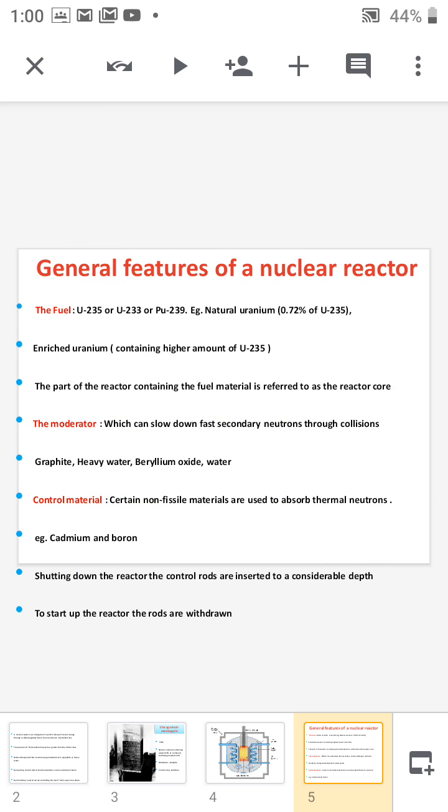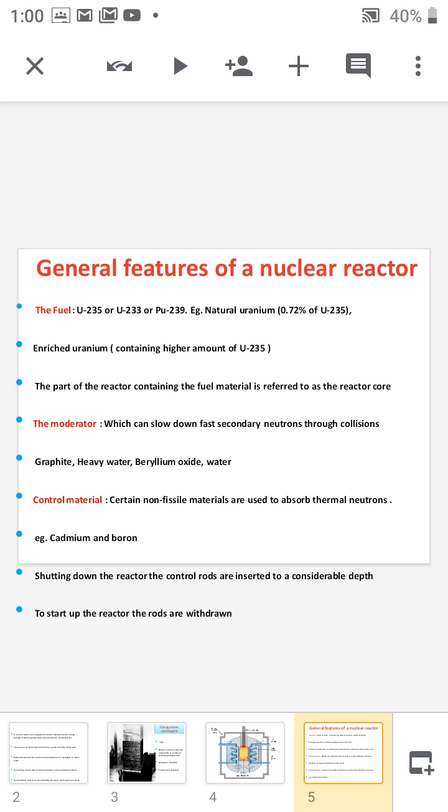So first one is the fuel. Nuclear fuel. We know that the nuclear reactor must contain a fissionable material, since the nuclear reactor follows a fission chain reaction. So our fissionable material may be uranium-235 or uranium-233 or plutonium-239. If you use natural uranium as a fissionable material, natural uranium contains 0.72% of uranium-235.